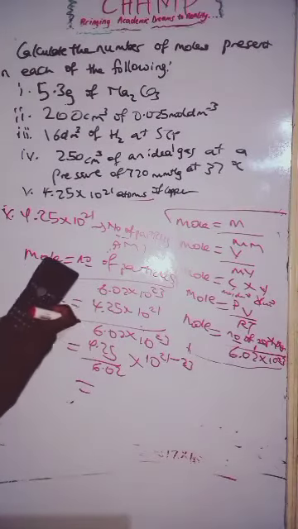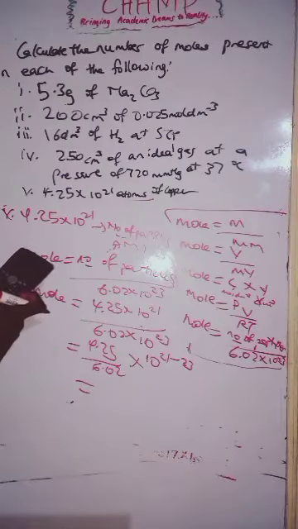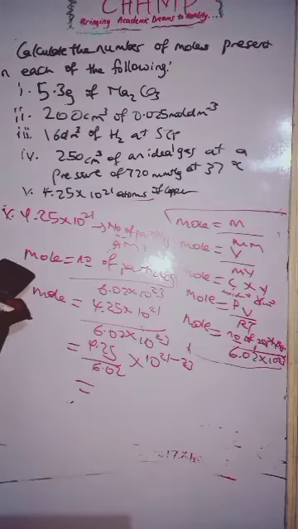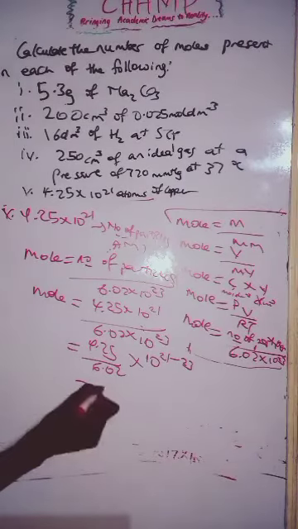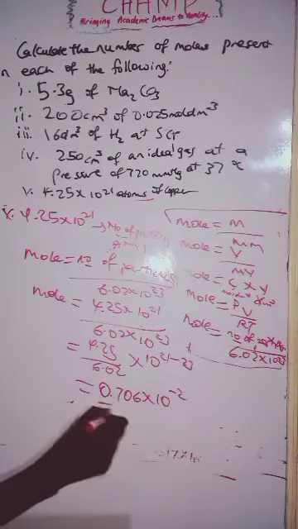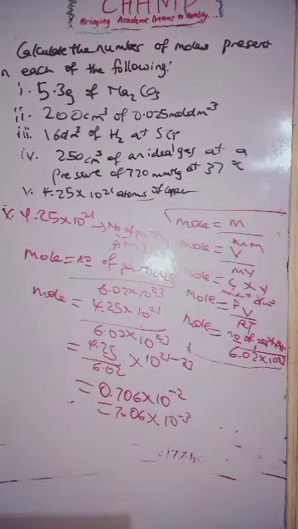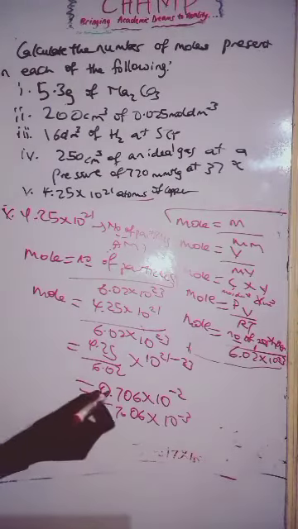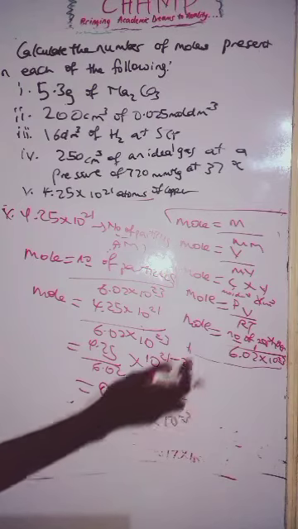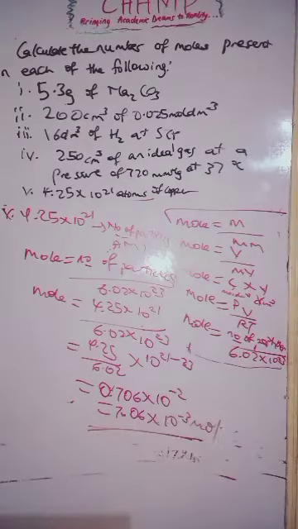So you have 4.25 divided by 6.02. So here I have 0.706 times 10 raised to power minus 2. So my answer is 7.06 times 10 raised to power minus 3. How did it change to minus 3? Because I shifted this one to the front once, so this one too will increase once. So that's minus 3. So this is your mole.